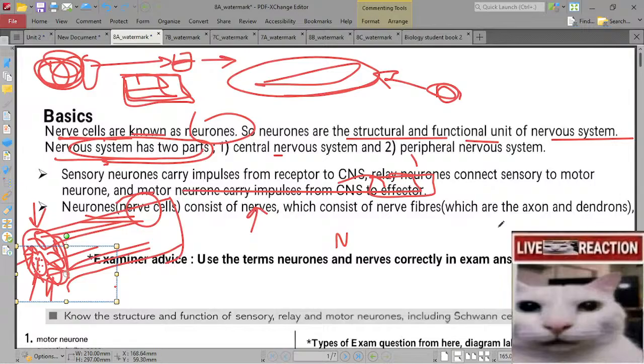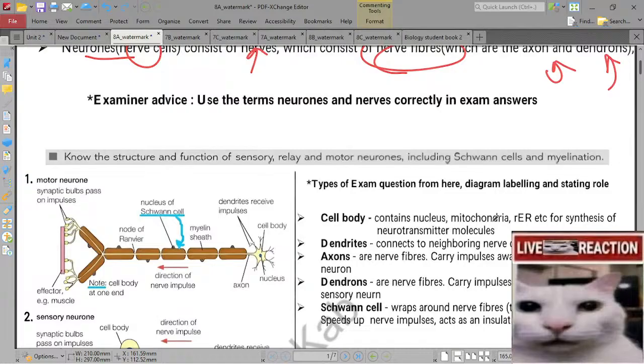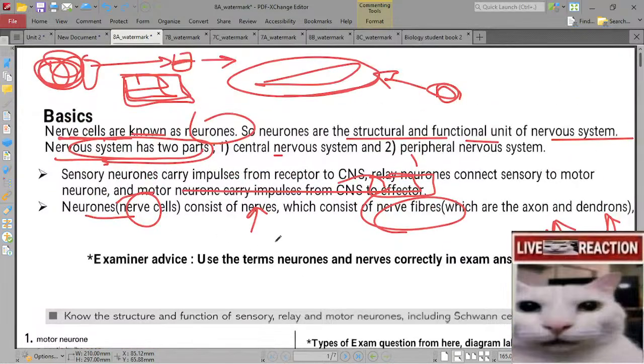I don't know how much I'm supposed to know from the structure. I'll just look at what she wrote and kind of guess upon that. So now it consists of nerve fibers, which are the axon and the dendrons. Wait, what do you mean? Okay, let's just get the idea.